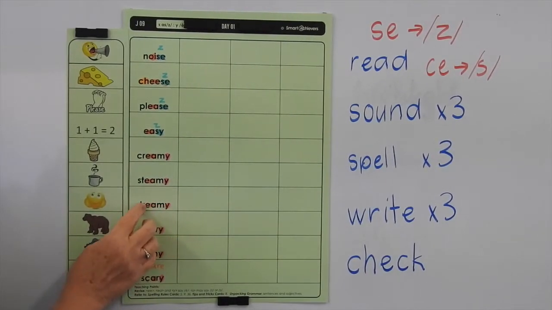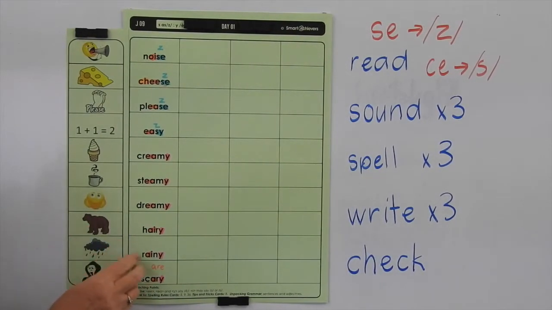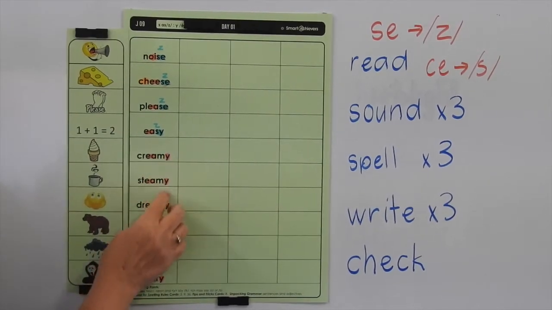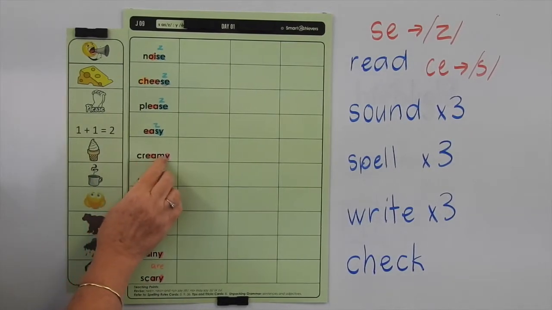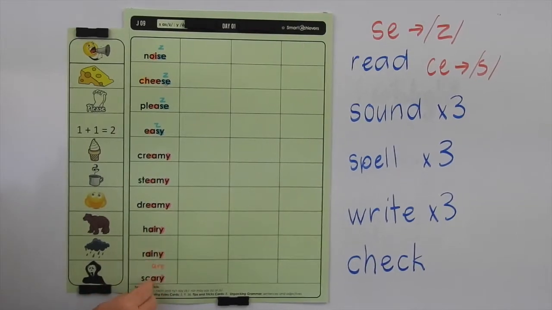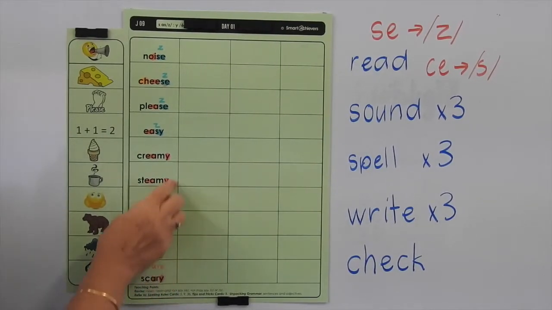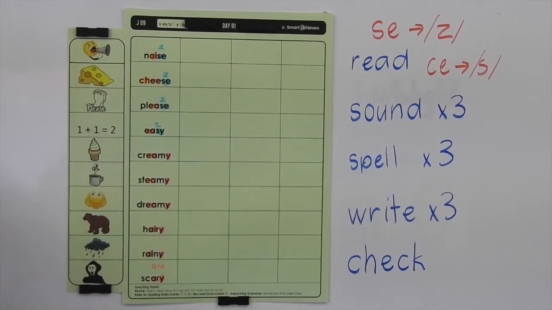You're perhaps daydreaming or wishing for something nice to happen. Hairy means you've got a lot of hair, so that bear is very hairy. Rainy means it's a rainy day, like the rain is falling. And scary means something is frightening, it's scaring us. So quite often when these words end with a Y, they're indicating that they're adjectives. So you might have some creamy soup or a steamy mug of hot chocolate or a dreamy day, a hairy bear, a rainy day, a scary ghost. So these words are all used as adjectives in this sense.